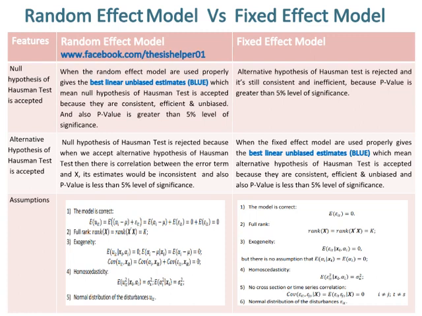Assumptions of random effect model are 5, such as the model is correct, full rank, exogeneity, homoscedasticity and normal distribution of disturbance UIT, whereas assumptions of fixed effect model are 6, such as the model is correct, full rank, heterogeneity, homoscedasticity, no cross-section or time series correlation, and normal distribution of disturbance EIT.